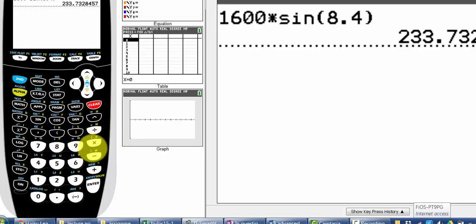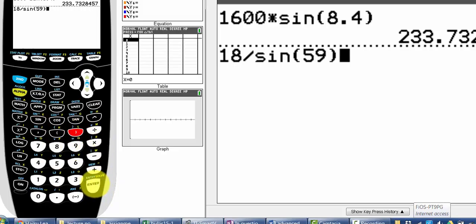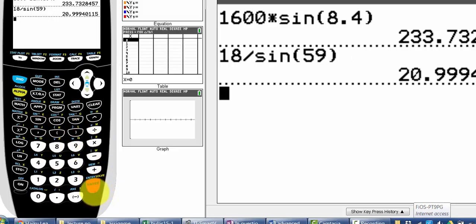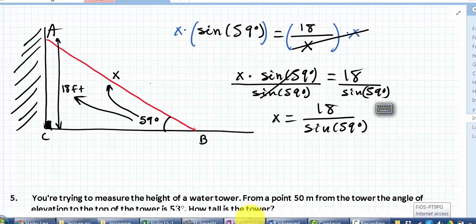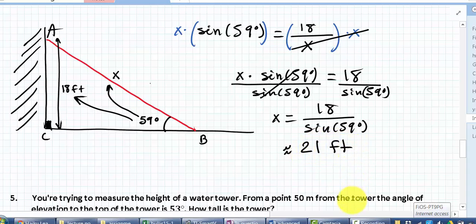Oops, I didn't write 18. So 18 divided by sine of 59. Here we go. And that is about 21 what? I think it's feet, I believe. So it is about 21 feet. So the beam measures about 21 feet, okay?